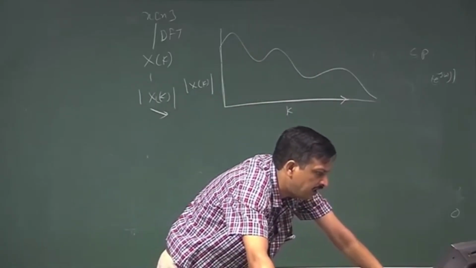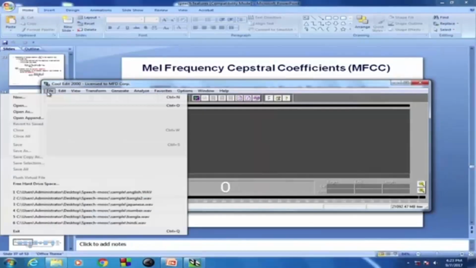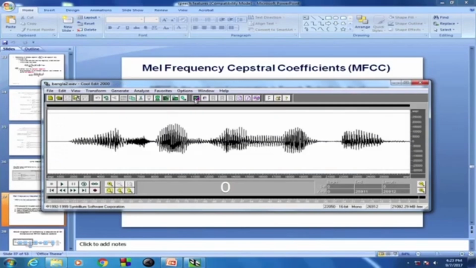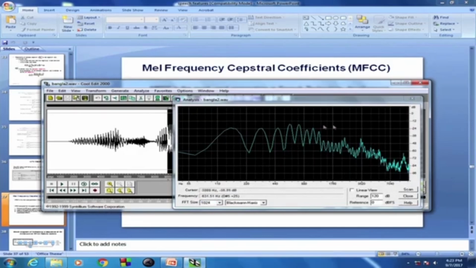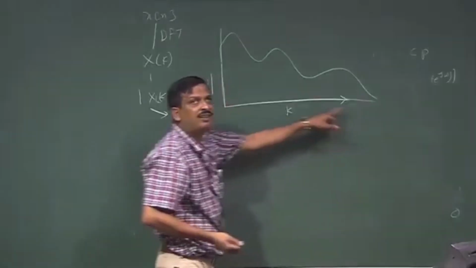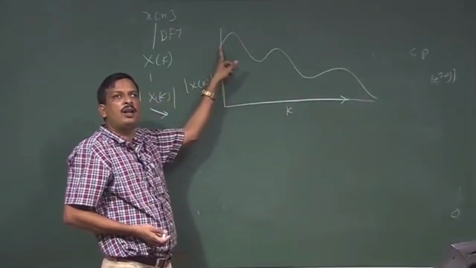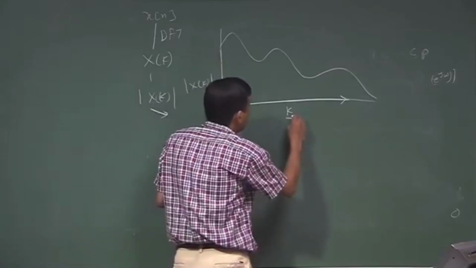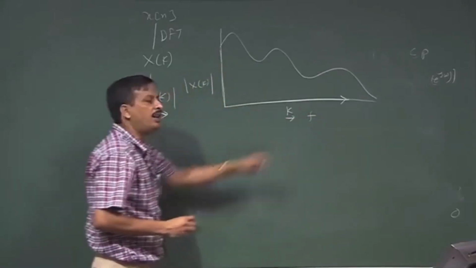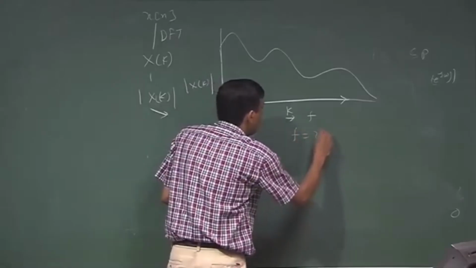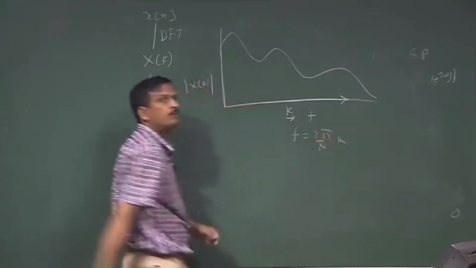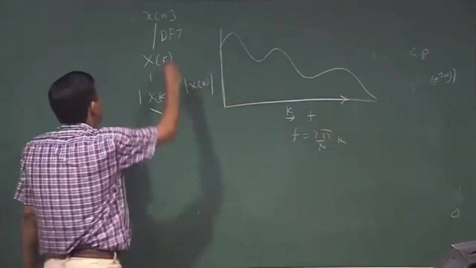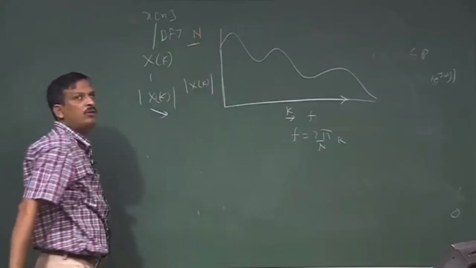I have already explained this in the last class also. If I take a signal, this is my signal, and I select this portion and analyze it, this is the spectrum, the spectrogram plot of the spectrum of the selected signal. This axis is the frequency axis, and this axis is the amplitude axis of mod of xk. So, instead of discrete frequency, I can write f also. What is the relation? F is equal to 2 pi by n into k, where 2 pi by n is the resolution and n is the length of the DFT which I have taken.